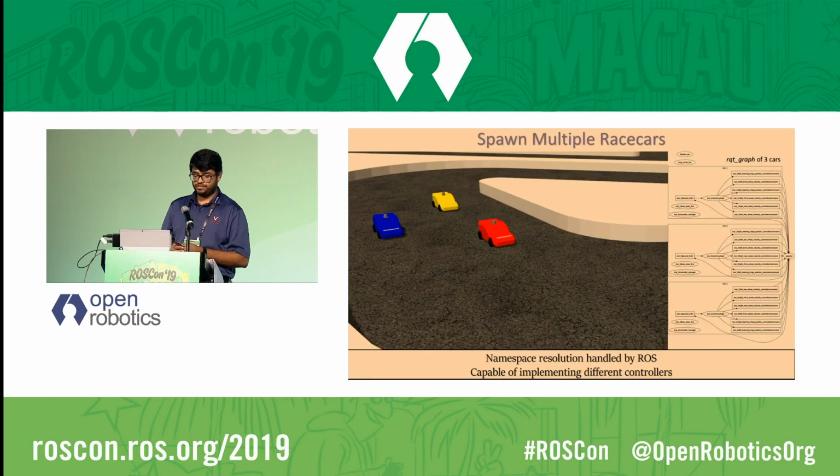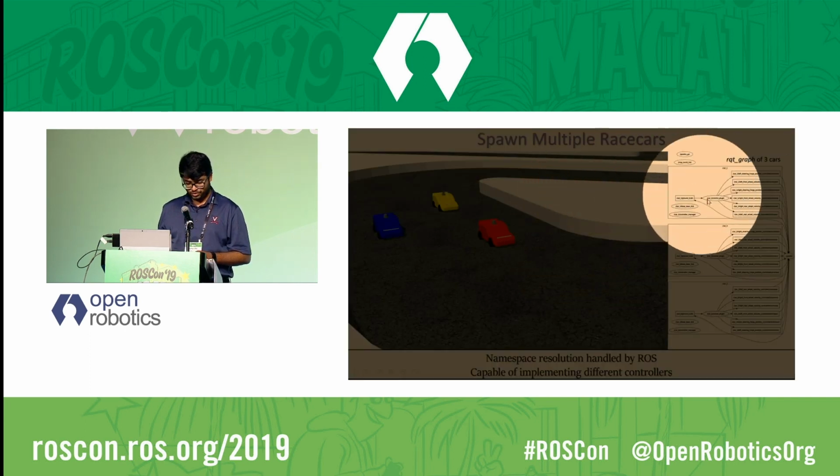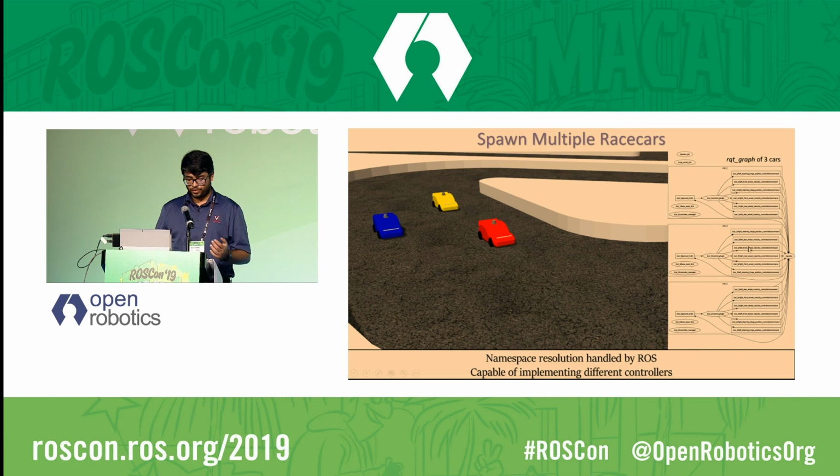A novel feature of the F110 simulator is its ability to spawn multiple race cars. Each race car has its own namespace for parameters and ROS nodes, and the resolution of this namespace is handled internally by the simulator. You would just need to provide a unique name for each car, and it will become its own namespace. The node graph on the right shows the control nodes of 3 different race cars neatly resolved by the simulator.